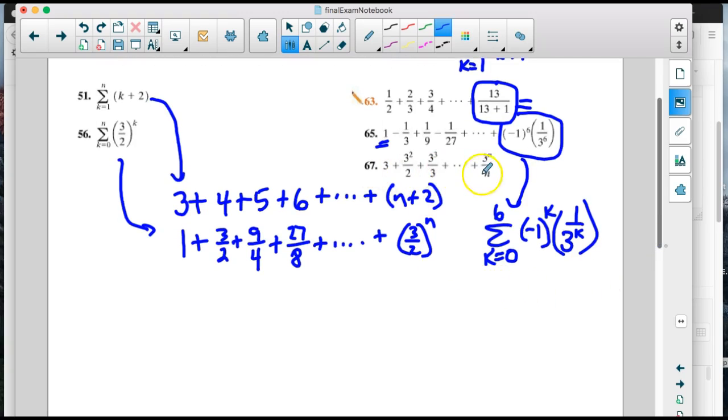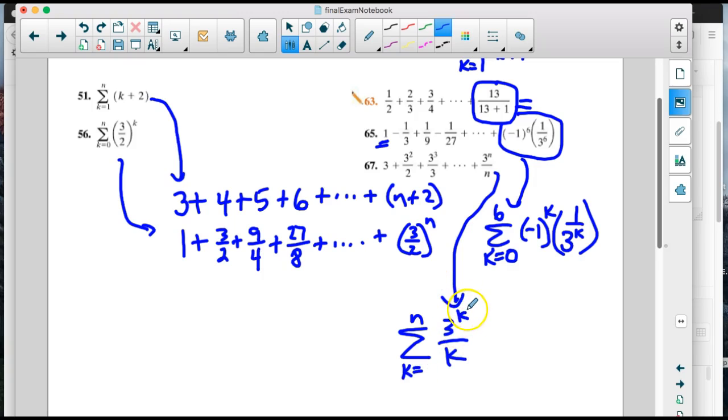Alright, let's do 67 too just for practice. It looks like this is their formula, 3 to the k power over k. We have to change the variables because the sum is going to start off with this number right here, and that's going to be the top number, n. And we're going to figure out whether k starts at 0 or at 1.